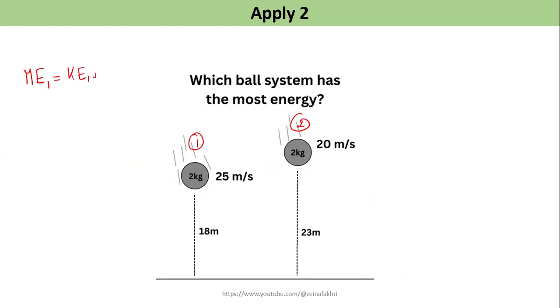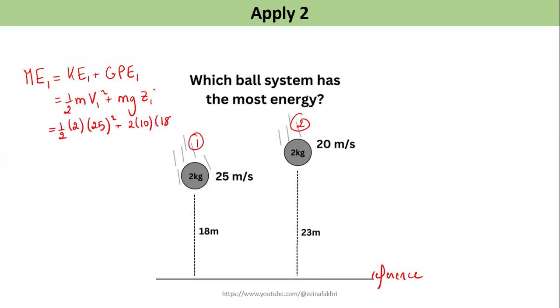So it's equal to KE plus GPE, which will be equal to half m V1 square plus m g z1, knowing that here it's the reference. So we have both above the reference, so the height is positive. And then we can directly put the values. So here it's half times 2 times 25 square plus the mass, 2, multiplied by 10 multiplied by 18. So we'll get here as answer 985 joules. Let's do now the second one.